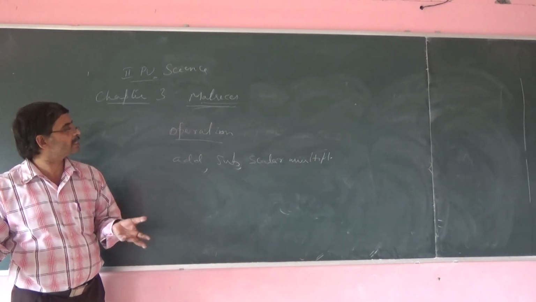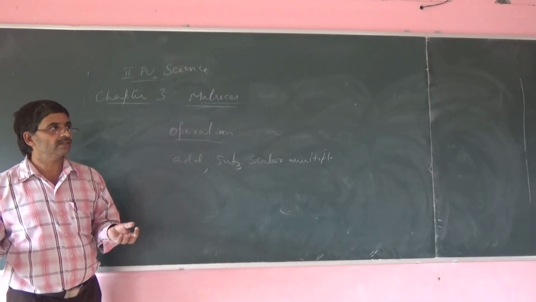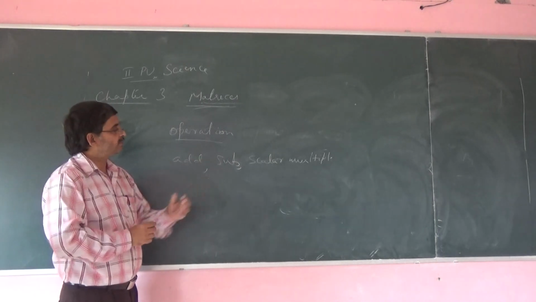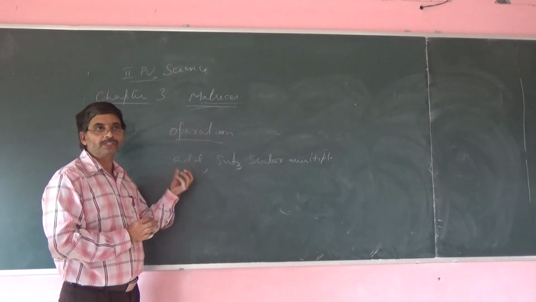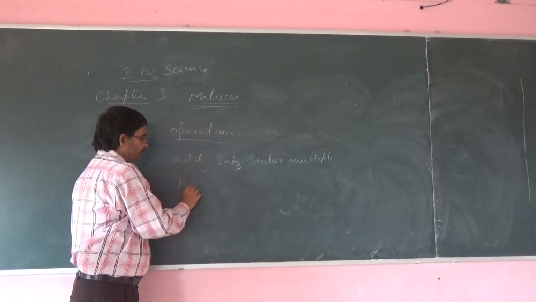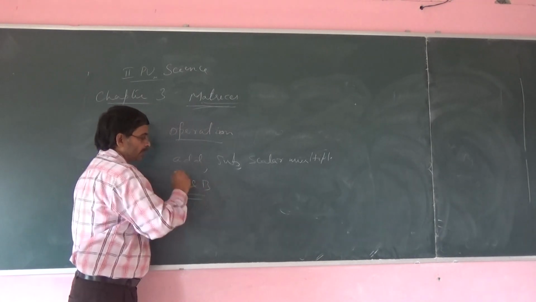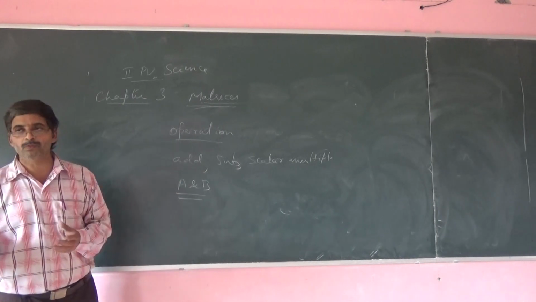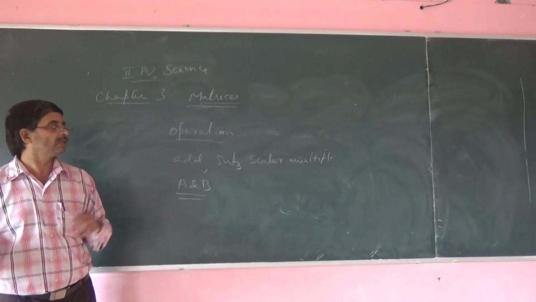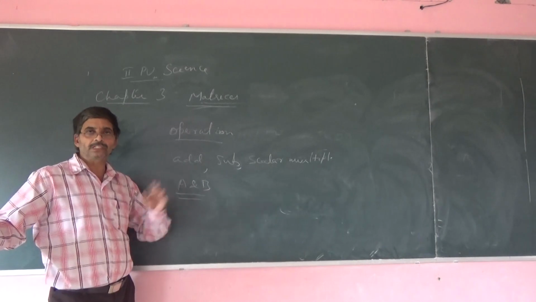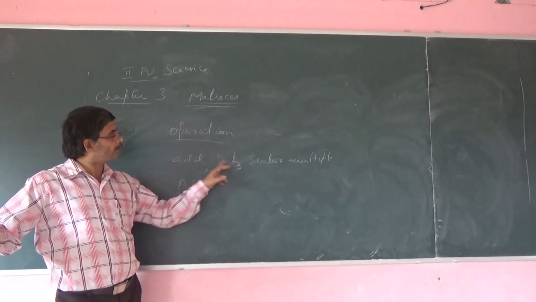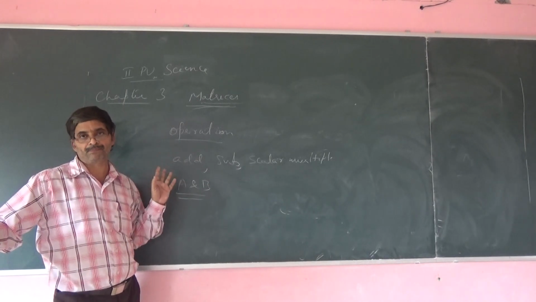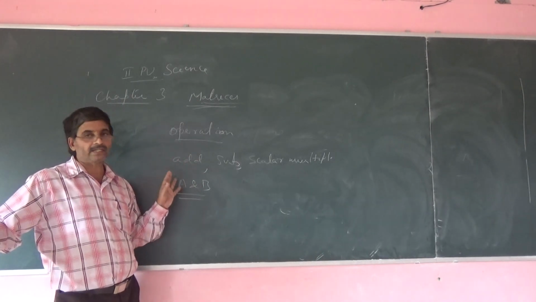So addition. When is addition possible? Again, same condition. You can add if the order is the same. Similarly for subtraction also, order should be the same. You can add A and B provided A and B both have the same order. For example, if A is 2 by 2, B should also be 2 by 2. If A is 3 by 2, B also should be 3 by 2. Then only you can do addition and subtraction. Otherwise you can't.